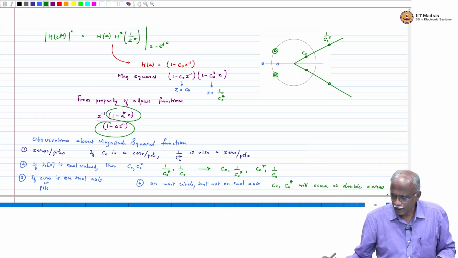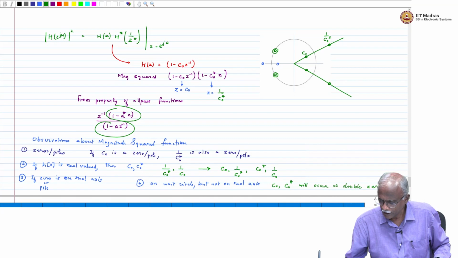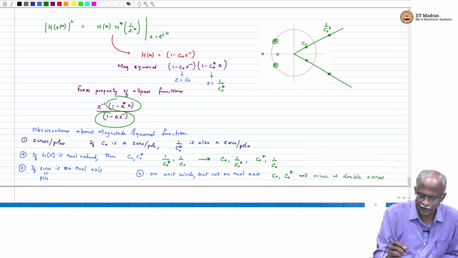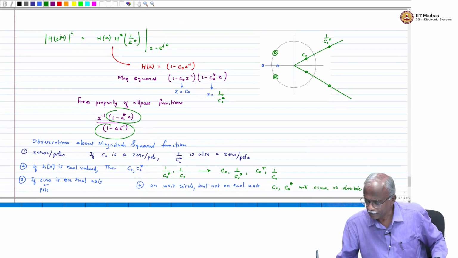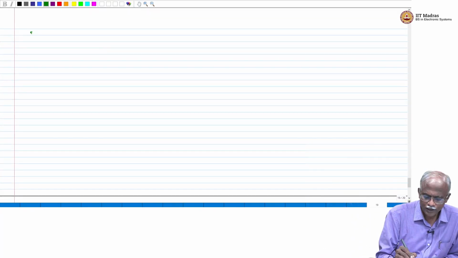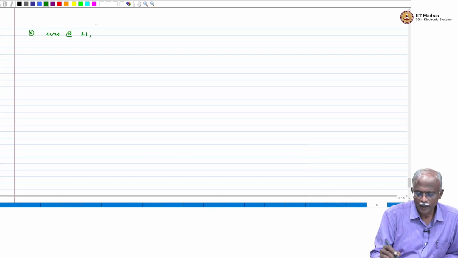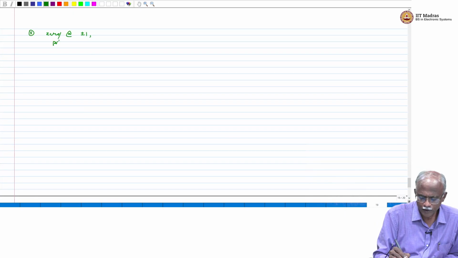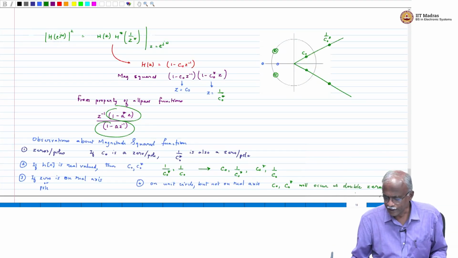Okay. Last, I don't have space here, so let me move on to the next page. Okay, this is observation number 5. If you have a zero or a pole at plus or minus 1, then it will be again a double zero or a pole.